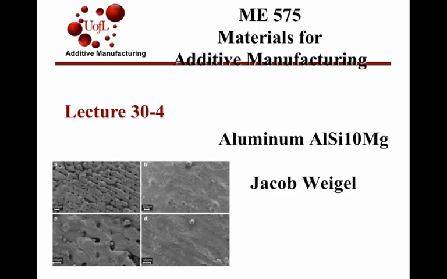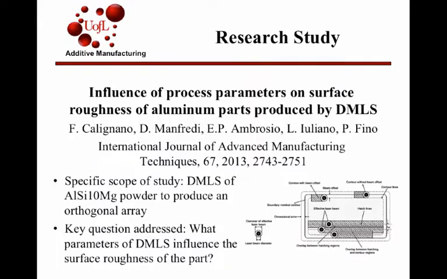All right, so my name is Jacob Wiegel, and I'll also be looking at the same aluminum alloy: aluminum, silicon, tin, magnesium. Except I will be addressing, rather than mechanical properties, surface roughness. So the scope of study is using direct metal laser sintering of this aluminum powder to produce an orthogonal array of components. And we're looking at what parameters are going to affect the surface roughness.